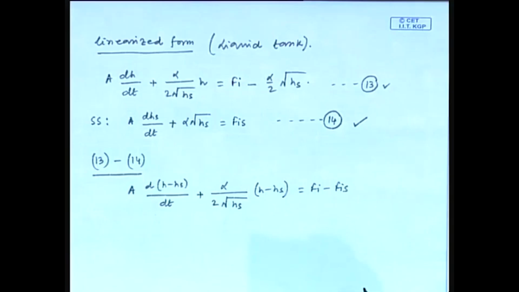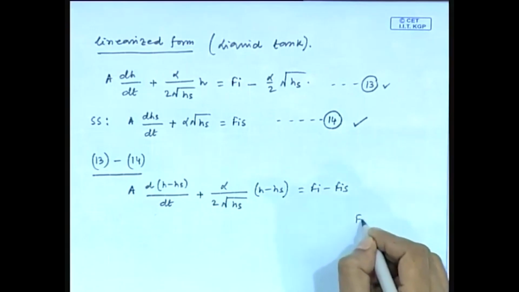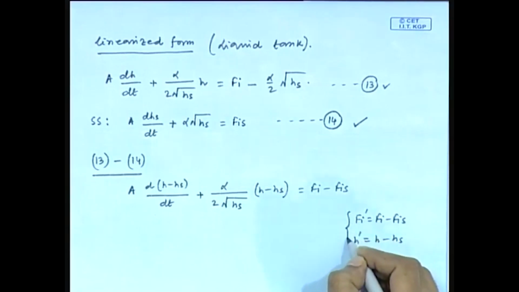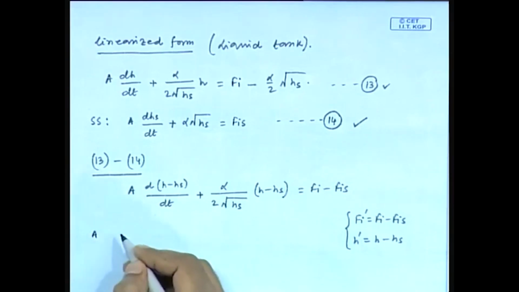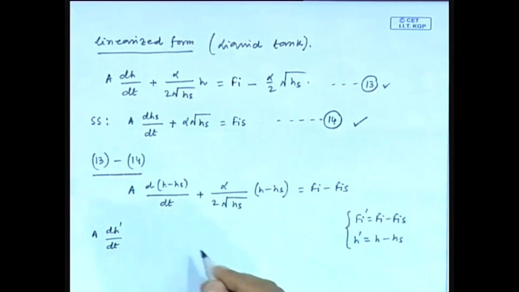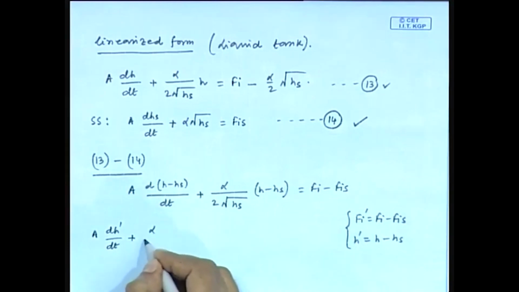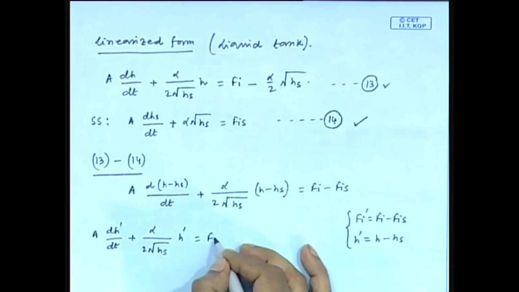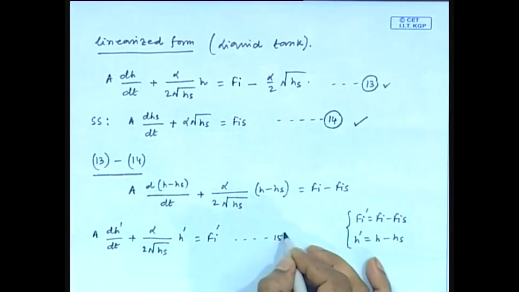Now, we will define two deviation variables. One is Fi prime, that is Fi minus Fis. Another deviation variable we will define is H prime, equal to H minus Hs. These are the two deviation variables. Now, if we write the above equation in terms of deviation variables, we finally get A dH prime dt plus alpha divided by 2 root Hs times H prime equals Fi prime. This is, suppose, equation number 15.